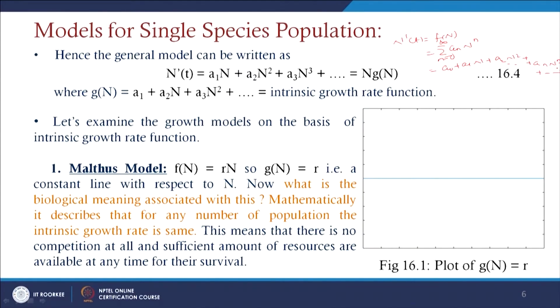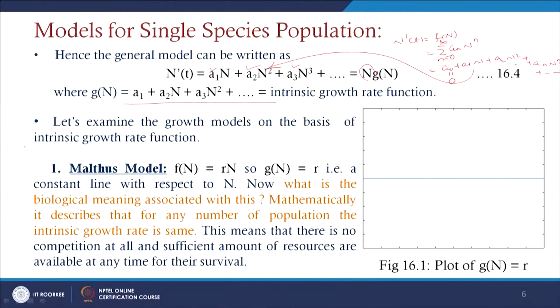So, if you see here a 0 equals 0. So, that is why this equation is written in this form here, a 1 n, a 2 n square, or a 3 n cube. If you take common this n factor here, this can be written as n into g n, where g n can be expressed as a 1 plus a 2 n plus a 3 n square. So, likewise we can write this as an intrinsic growth rate function.